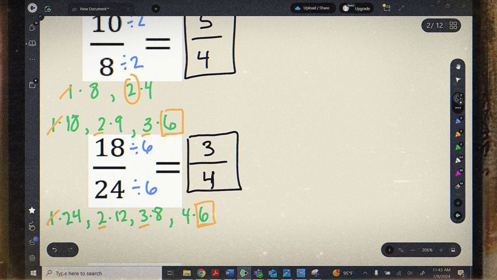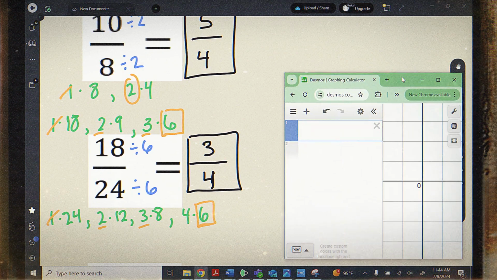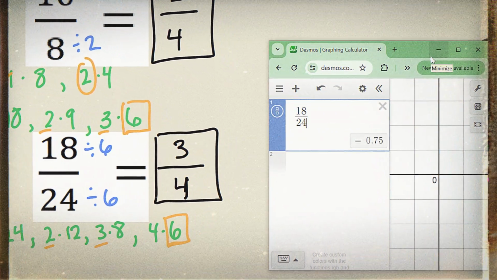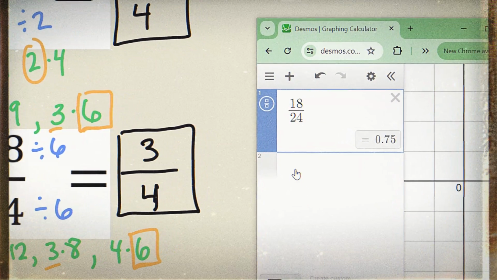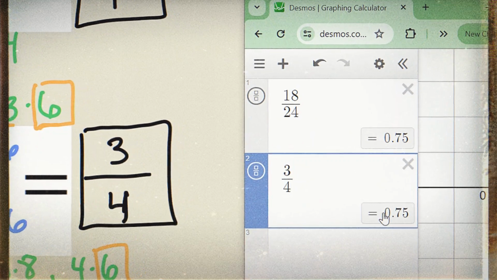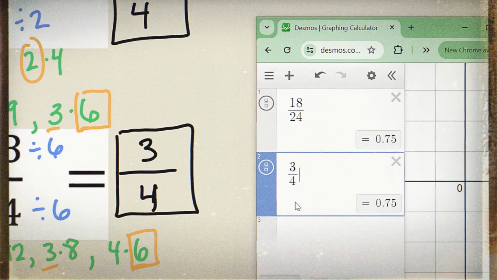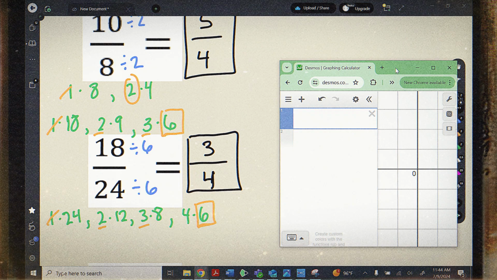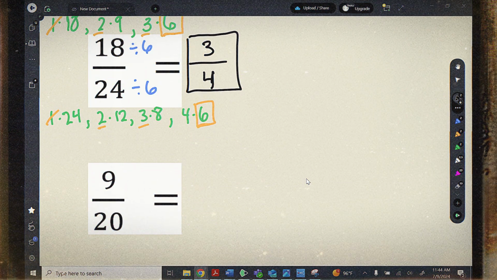We can check our answer on a calculator. Let's do that. So the original fraction, 18 divided by 24. Here's the decimal value, 0.75. Let's check our answer, 3 divided by 4. We get the exact same decimal value, 0.75. So we know we got it right. Okay, I think I have one more example here. Let's look at this one. Okay, 9 divided by 20.